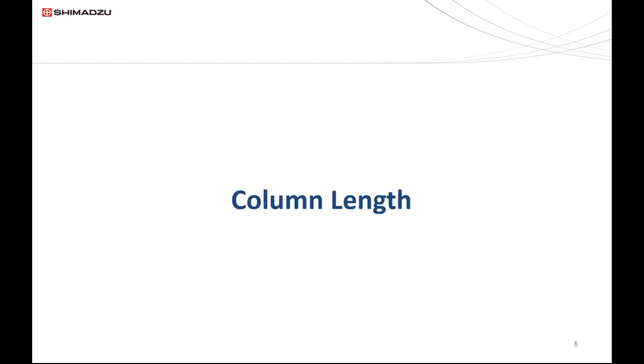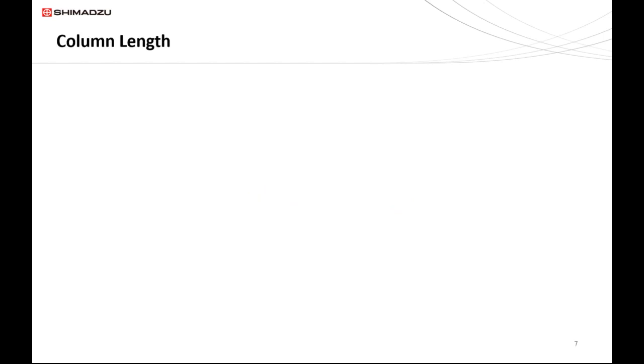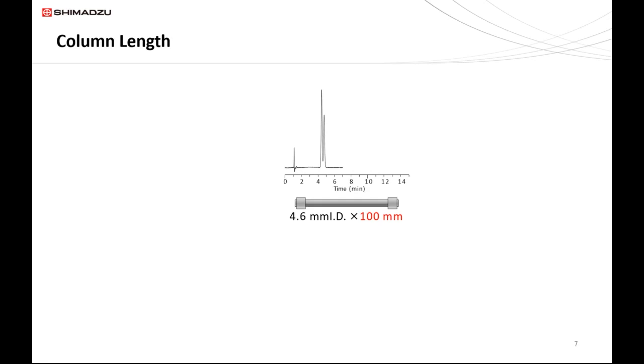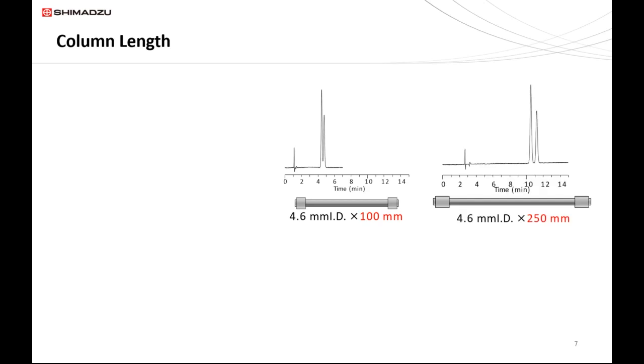Let's start with the column length. The column length has a direct relationship to separation resolution. If you have two closely eluting peaks that you wish to separate, for example in this case where we are using a 100 mm column, the two peaks are closely eluting but not baseline resolved. What you can do is to change to a longer column, for example a 250 mm column, and you can increase the resolution between the peaks.